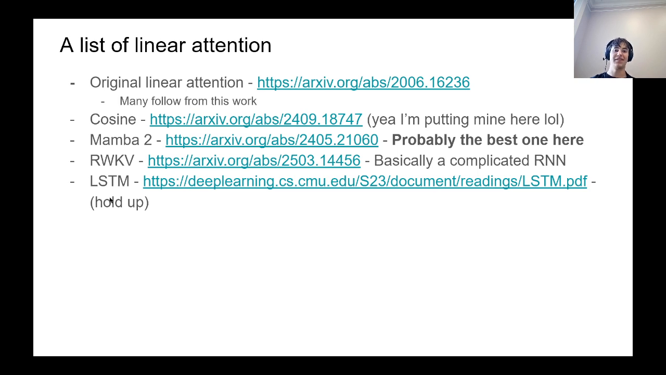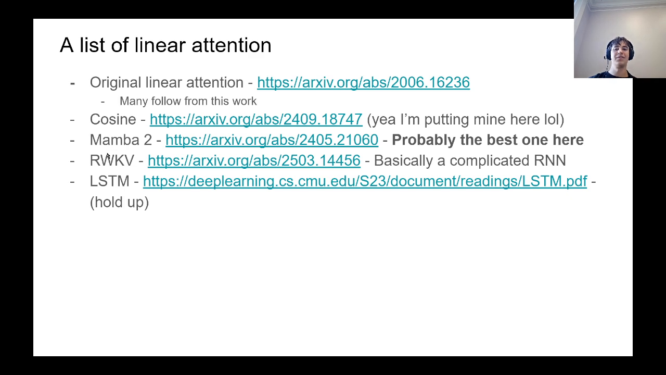LSTM, yeah. So basically, this is an RNN. Why not call an LSTM linear attention at this point? If we're calling it linear attention, but linear attention is an RNN, then why is an RNN not linear attention? So LSTM, there you go. LSTM is a type of linear attention because it's an RNN. Anyways, it's more of a joke, but yeah, there's a lot of linear attention methods out there.